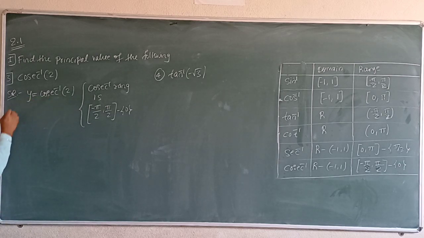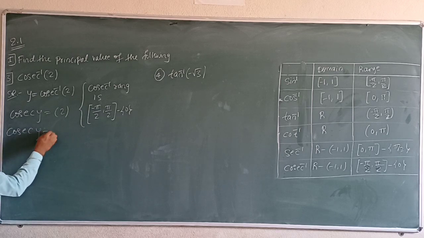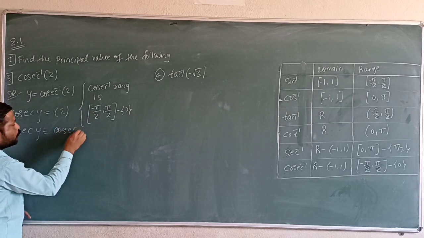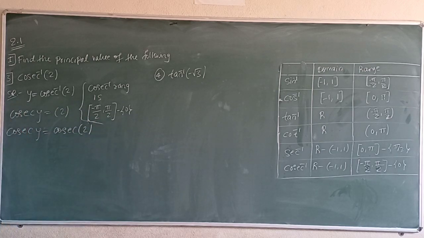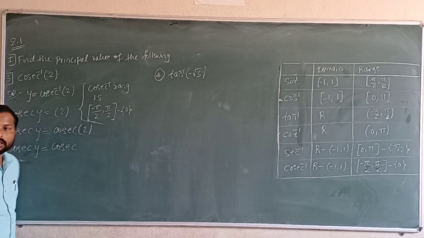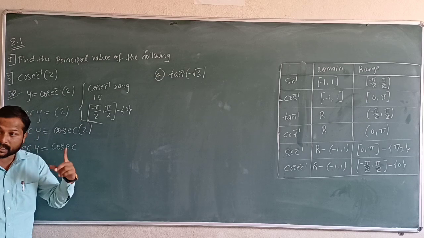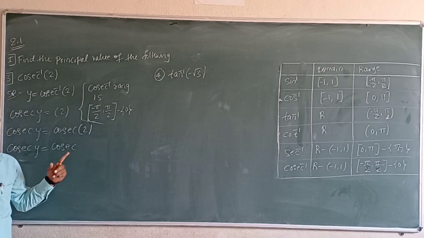Now transfer cosec inverse here. Cosec y is equal to 2. Now we need cosec of 2, which doesn't come to memory suddenly, so we go to the sin table. Take the reciprocal of 2, that is 1 by 2. How many degrees? 30 degrees.